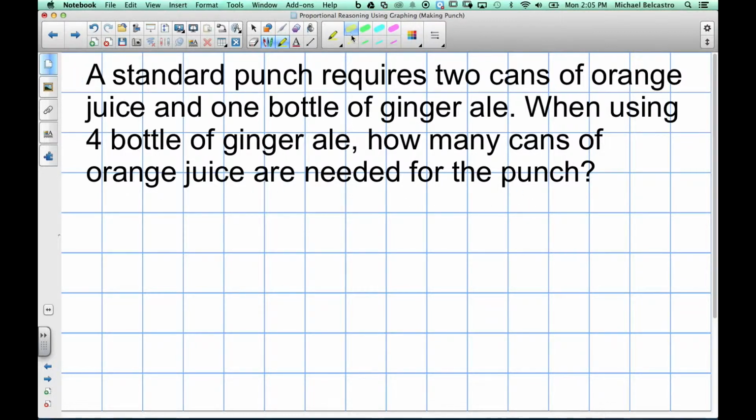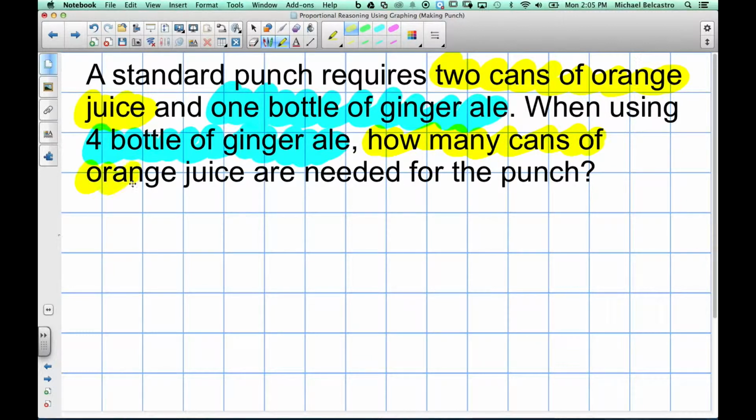Okay, this one's pretty straightforward. A standard punch requires 2 cans of orange juice. I'm going to highlight ginger ale type information as a different color, and 1 bottle of ginger ale. When using 4 bottles of ginger ale, how many cans of orange juice are needed for the punch? So pretty much everything we've read here seems to be pretty important. It's very straight to the point, this question.